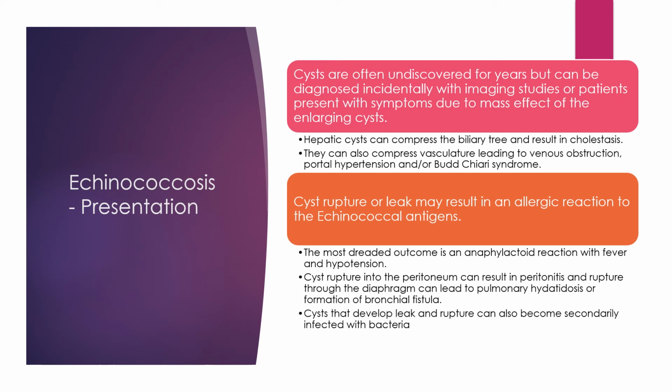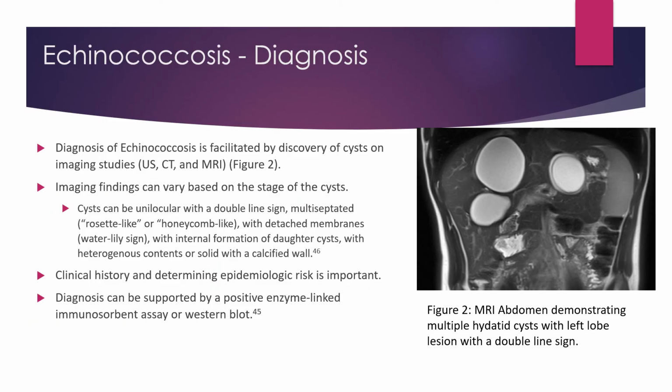Cyst rupture into the peritoneum can result in peritonitis, and rupture through the diaphragm can lead to pulmonary hydatidosis or formation of a bronchial fistula. The other thing to remember is that cysts that either leak or rupture can then become superinfected with bacteria.